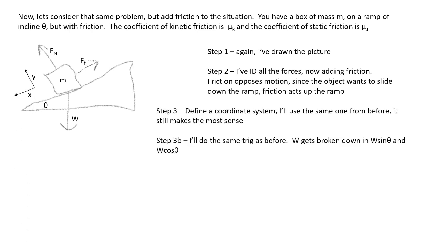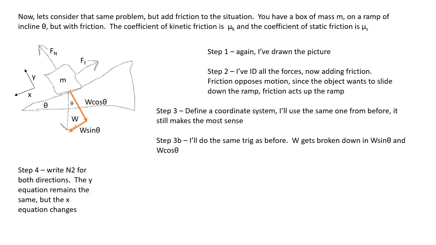There's the coordinate system I'm going to have. Just like I did before, it still makes the most sense. I still have to do the same trig from before. Fn and the frictional force are along the y and x directions. W is the one I have to do trig on. I do the W cosine theta and the W sine theta like before. Everything looks right. Now, in step 4, I've got to write N2 for both directions.